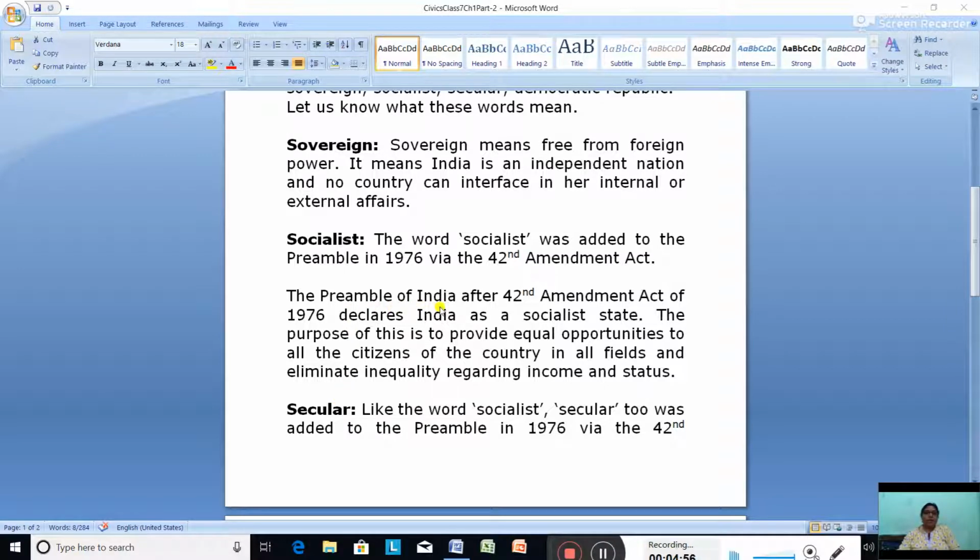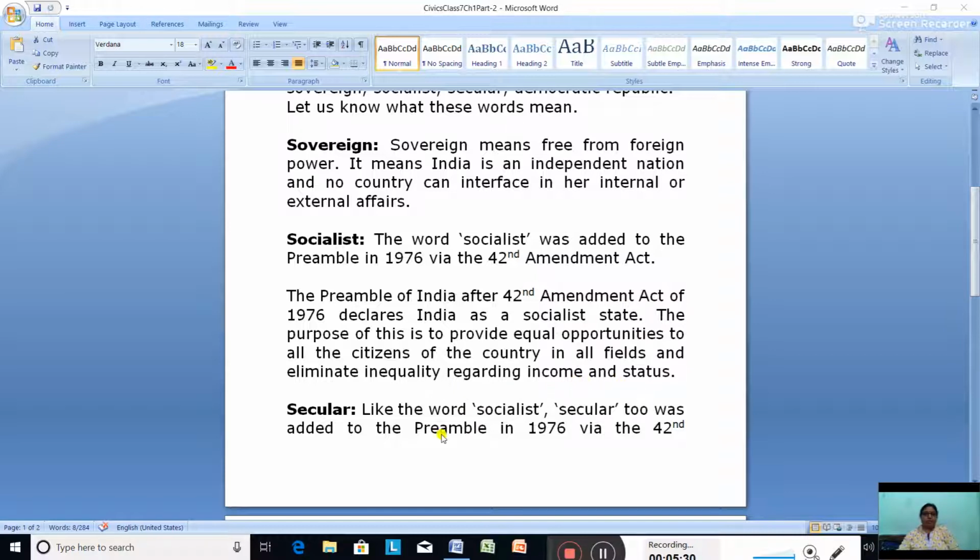The Preamble of India after the 42nd Amendment Act of 1976 declares India as a socialist state. What does it mean? The purpose is to provide equal opportunities to all the citizens of the country in all fields and eliminate inequality regarding income and status.